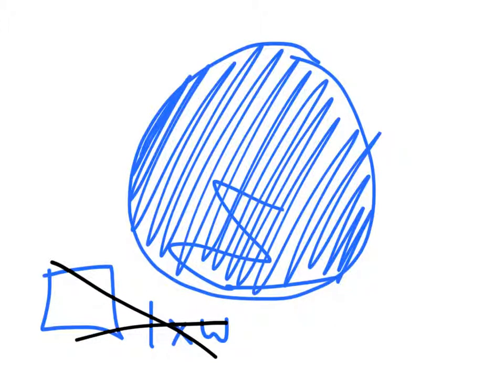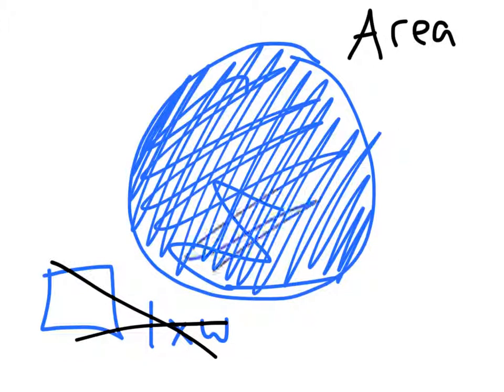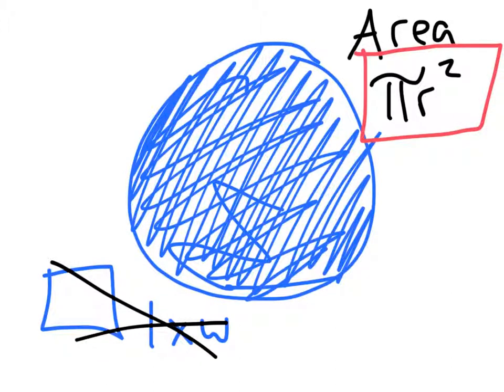Instead, we're going to use a very important formula, and the formula for area that covers the surface of a circle is pi r squared. Pi r squared is extremely important. This is our key to success today. This is what we need to know to figure out the area of a circle.